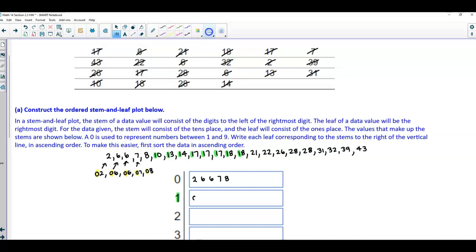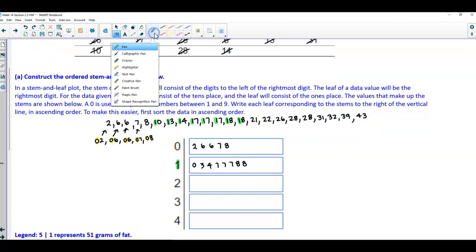We have a 0 that represents 10, and then, oops, no commas. So we have to make sure there are no commas. So it's going to be 0, and then 3, and then 4, and then 7, 7, 7, 8, and then 8.